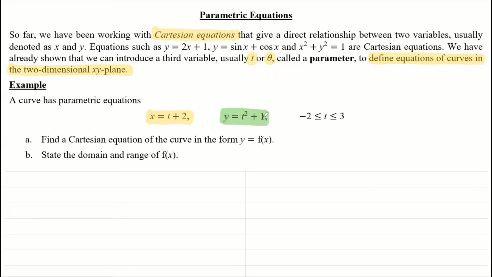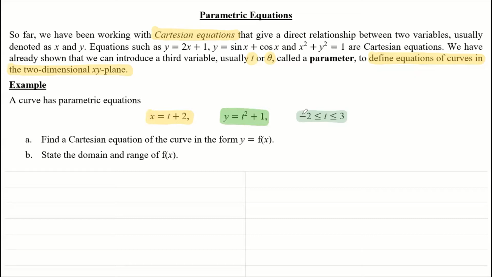What's also specified with your parameters is the range of values of your parameter. Now you'll notice the parameter is defined between -2 and 3 inclusive. So we're only allowed to substitute in values of t between those values. And what this will do, this will generate some kind of curve that we can plot in Cartesian form. And that's our first task. We've got to plot or find an equation of the curve in Cartesian form, y equals f of x. So we'll look at that in a second.